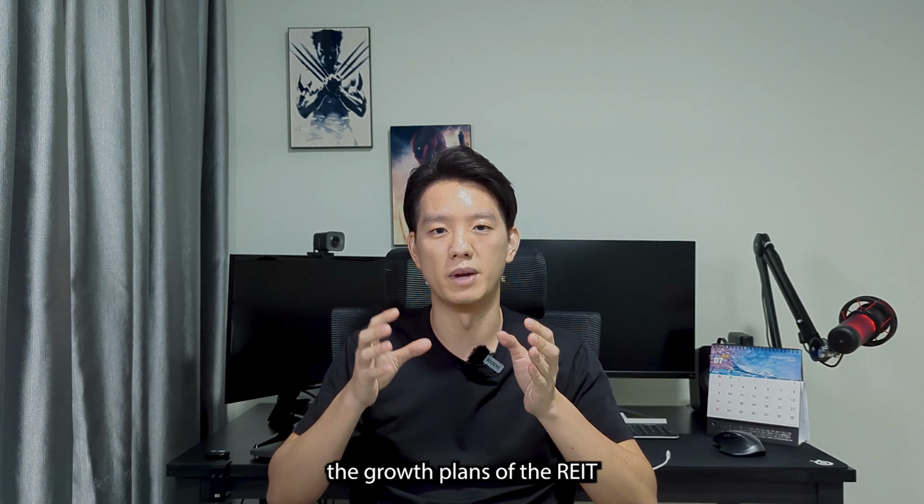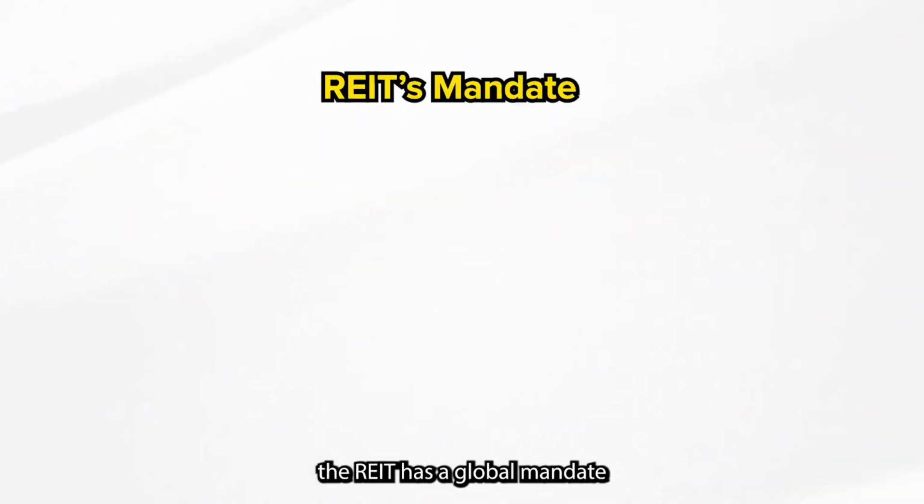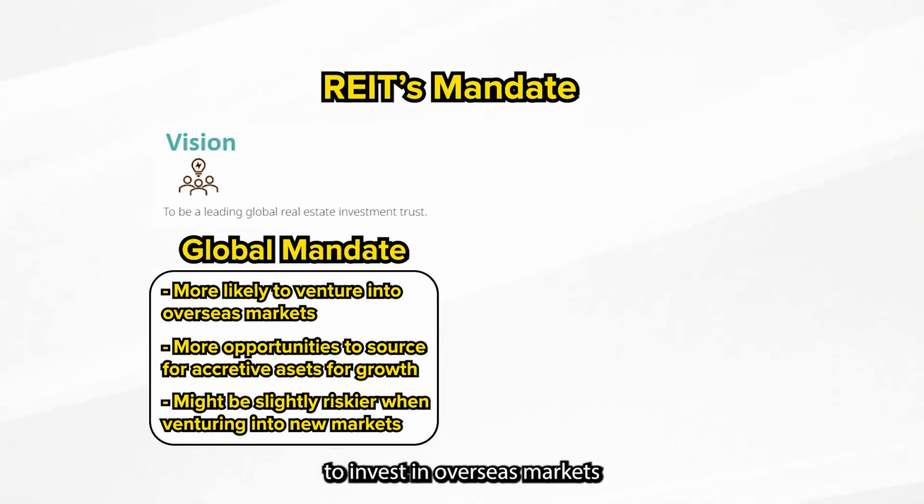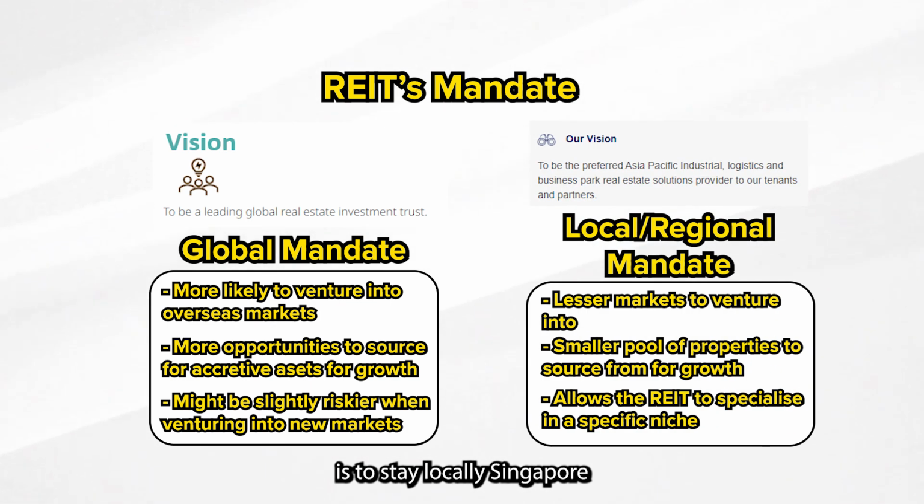Now moving on to the REIT's mandate. This is basically the growth plans of the REIT. So let's say the REIT has a global mandate. You could expect it to invest in overseas markets. So let's say if a REIT's mandate is to stay locally in Singapore, then you will know that most likely there will not be any future plans for the REIT to actually expand overseas.